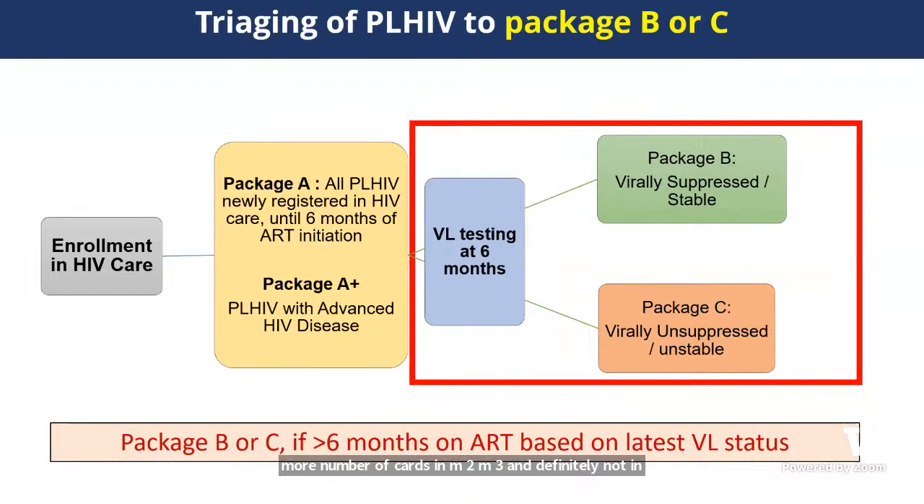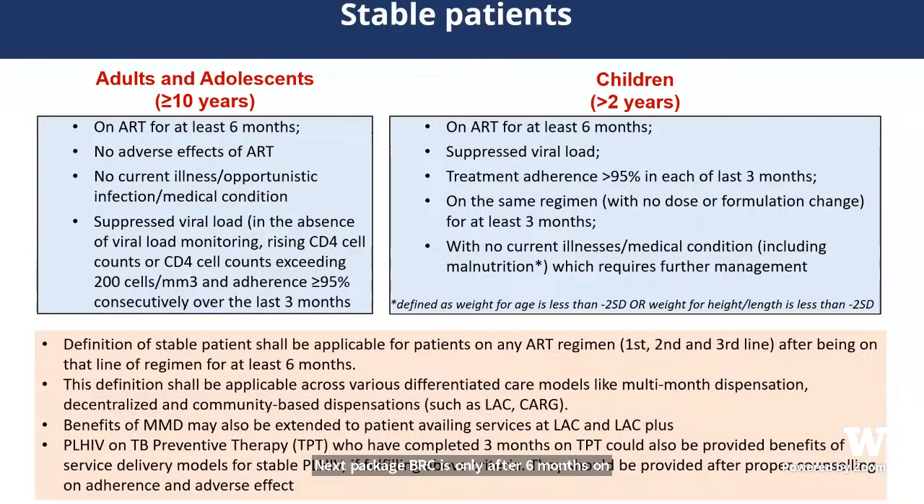Next, package B or C is only after 6 months on ART based on the latest viral load. Again, spend a couple of minutes on this slide because I still see some centers having difficulty understanding that there is no definition for stable children. There is just a definition here: more than 2 years on ART, 6 months, suppressed viral load. Because what we are seeing here is the children are in one center, and the parents are in a decentralized site.